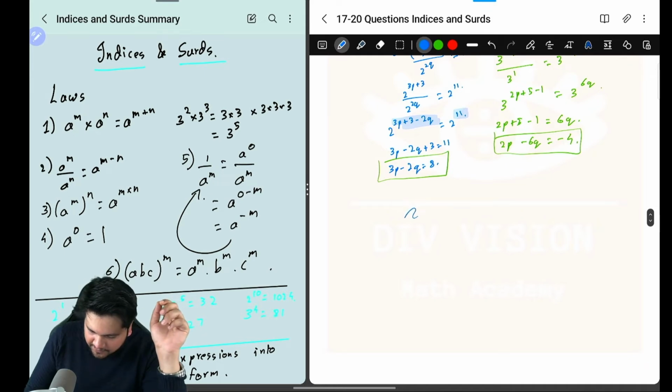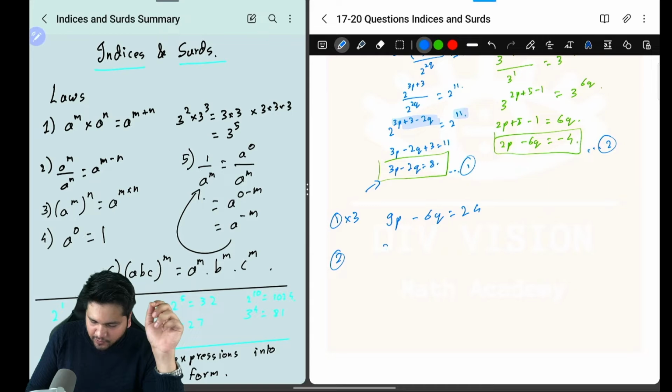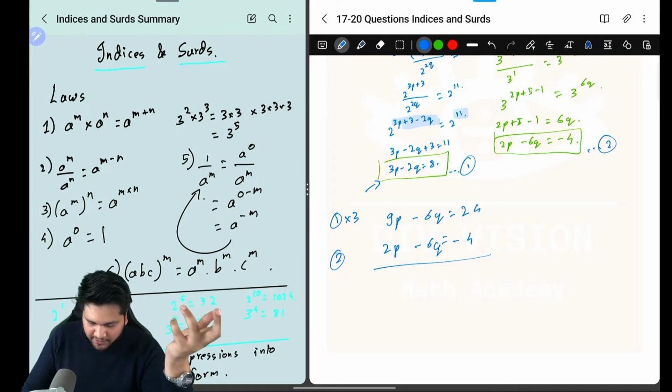So we have 3p minus 2q. So I'll just multiply this by 3. So I'll get 9p minus 6q is equal to 24. I just multiplied this equation 1 with 3. And this is equation 2. I'll just keep that equation 2 as it is. This is going to be 2p minus 6q, sorry, equal to minus 4. I'll subtract. I just made the q coefficient same. So 9p minus 2p is nothing but 7p, and 24 minus minus 4 is nothing but 28. So I'll get p is equal to 4.